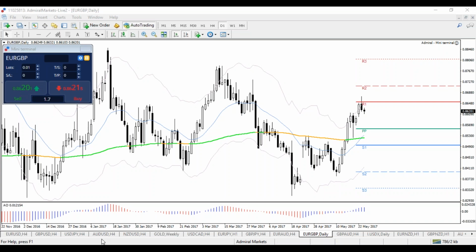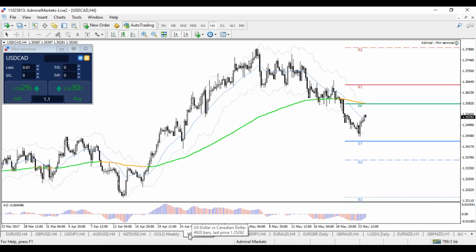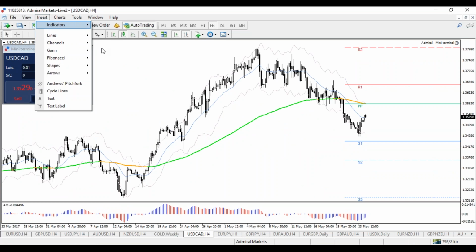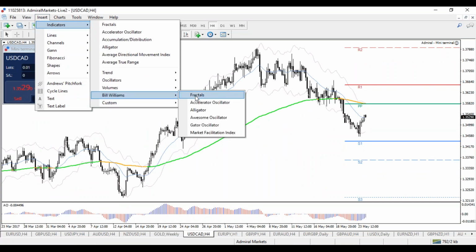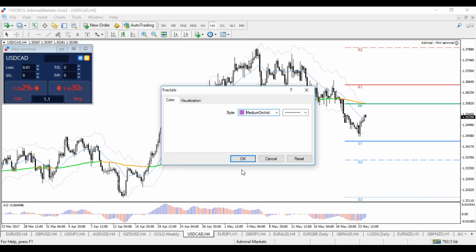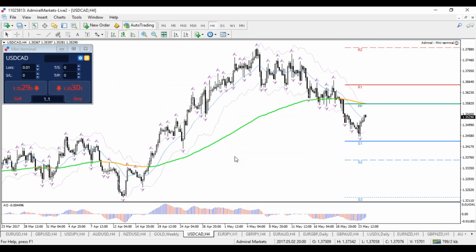Dollar CAD is a great example. We didn't look at dollar CAD yesterday and today, so it's perfect. So let's add some fractals. You can use custom fractals, of course. Standard fractals from Bill Williams, Indicators, Bill Williams fractals. I also have my own fractals. I think that's what I wanted to show, actually, my own fractals. I'll just do that in a second.